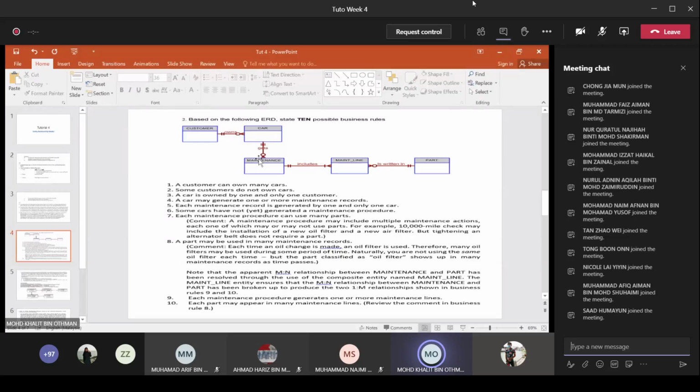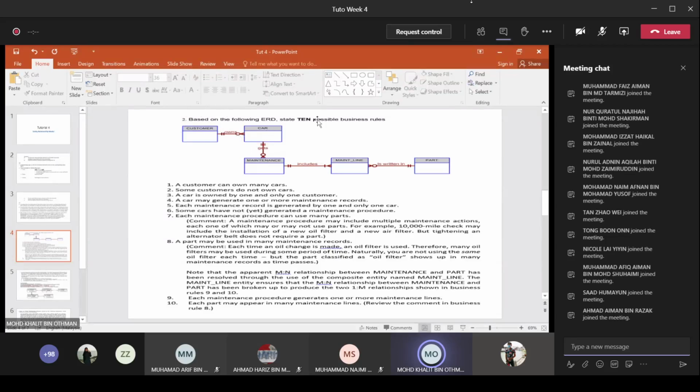And then also from this relationship, you can get another possible business rule, which is that some customers do not own a car. A customer can own many cars, and also a car is owned by one and only one customer, because the cardinality between car and customer is one-to-one, and then customer to car is one to many.